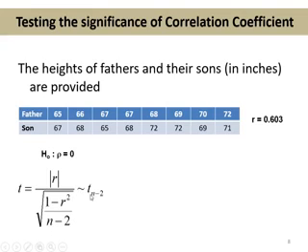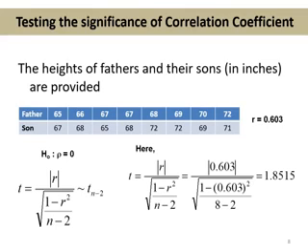This follows t distribution with n minus 2 degrees of freedom. T equals mod r divided by under root of 1 minus r square divided by n minus 2. So this is the value 0.603 divided by under root of 1 minus 0.603 whole square divided by 8 minus 2.